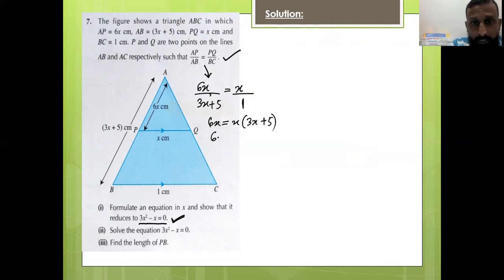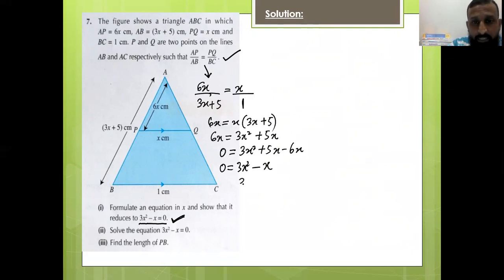Let's open up the bracket. 6x equals 3x squared plus 5x. Let's bring all the numbers on one side, make it equal to 0. 3x squared plus 5x minus 6x. So we have 3x squared plus 5x minus 6x, which means minus x.